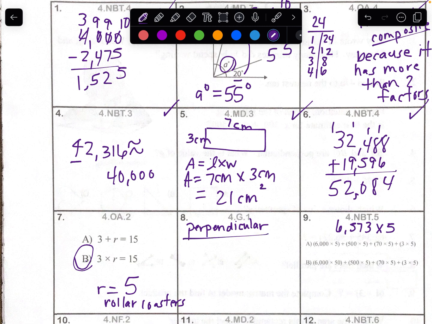Number 8, you're looking for perpendicular. Perpendiculars form 90-degree angles. The only ones that showed a 90-degree angle when they intersect was letter B. All right, number 9, we have distributive property for 6,573 times 5, and that would be the first one. In B, they put a 50 here, and it should only be a 5.